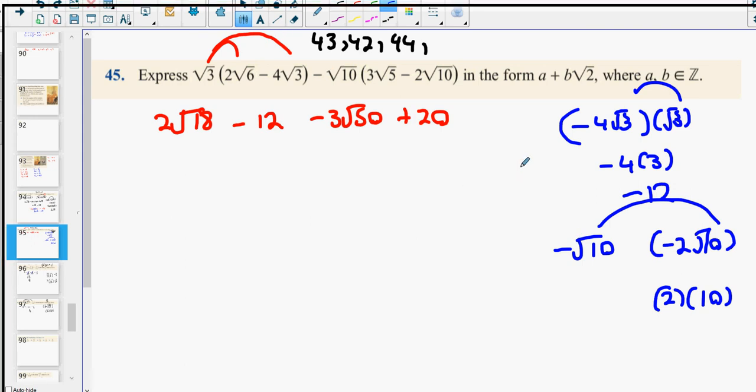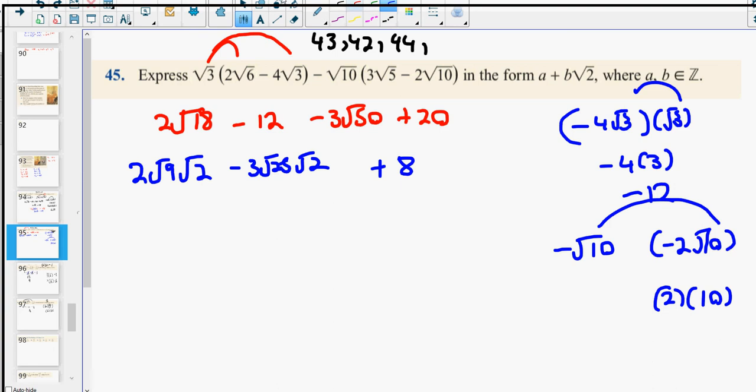There's 2 minuses, which makes a plus. You can always check it in your calculator individually. Anything you do here, you can check in the calculator. Now, that root 18 doesn't sit well with me, so I'm going to change it to 2 root 9 root 2. The 12 and the 20 combine together just to make 8, and the root 50 doesn't sit with me well either, so it's going to be 3 root 25 root 2.